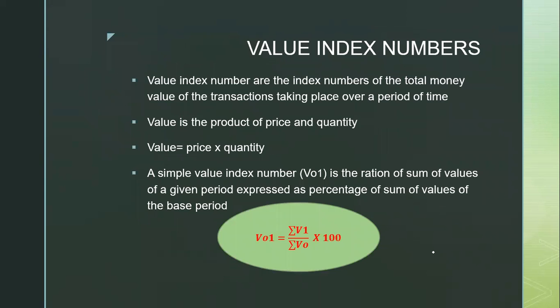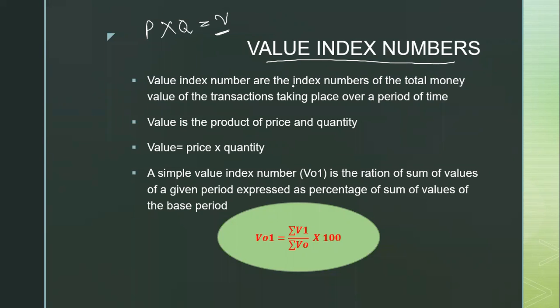Next one, we finished with price, we finished with quantity. Now when we multiply price into quantity, what will we get? We will get value. The third type of index number is the value index number. Now what is value index number?